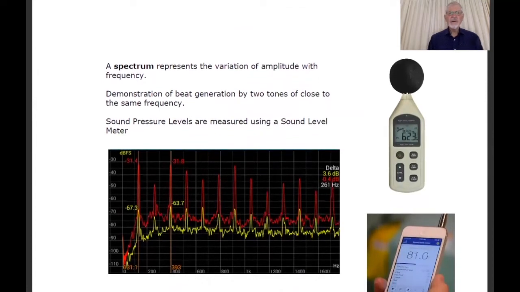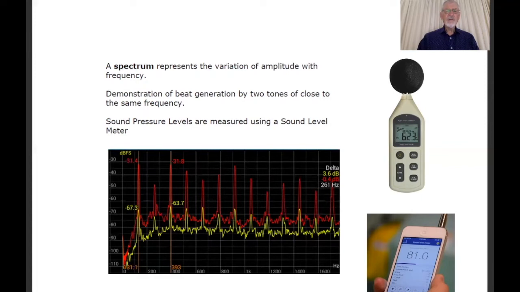So we talk about a spectrum of the sound, and that is the relationship between the amplitude and the frequency. On this graph here, the vertical scale is the amplitude, the horizontal scale is the frequency. You can see that that particular sound has peaks at multiples of certain frequencies. The other thing that demonstrates is that if you have two tones close to the same frequency, they can generate what are known as beats. And I'll demonstrate that to you in class as well.